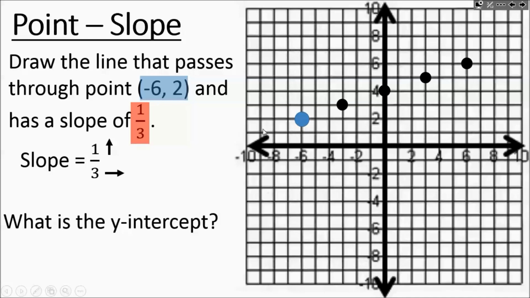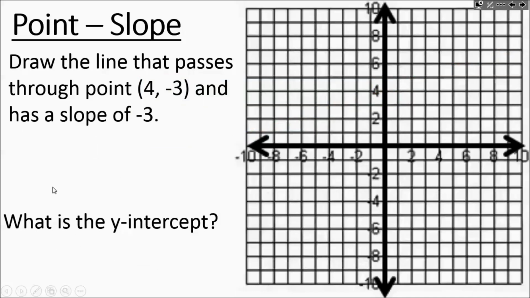And this one you could have put another one over here, down 1, left 3. You could have put a point here. We've got enough to figure out that the line is going to hit the y-axis at 4. There it is. The y-intercept is 4. Moving on.